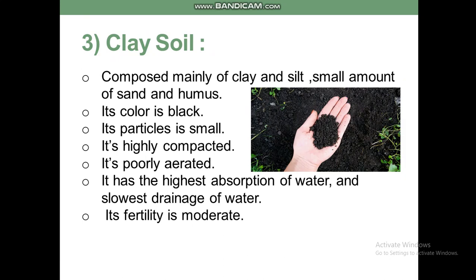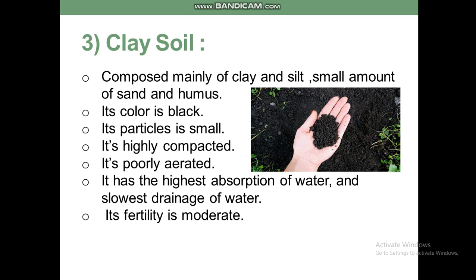The third type is clay soil. Clay soil is composed mainly of clay, which is tiny particles, and silt, with a small amount of sand and humus. Its color is black. Its particles are small because of its main components, which are clay and silt. It is highly compacted. You can't crumble it by your hand. It's not easy to crumble it.